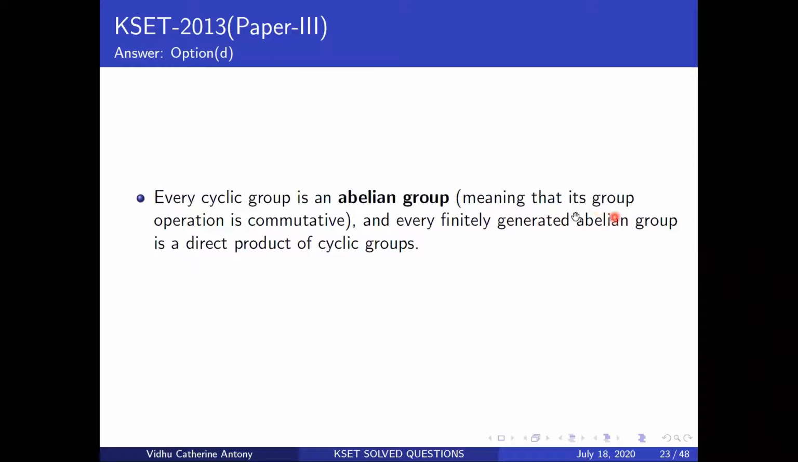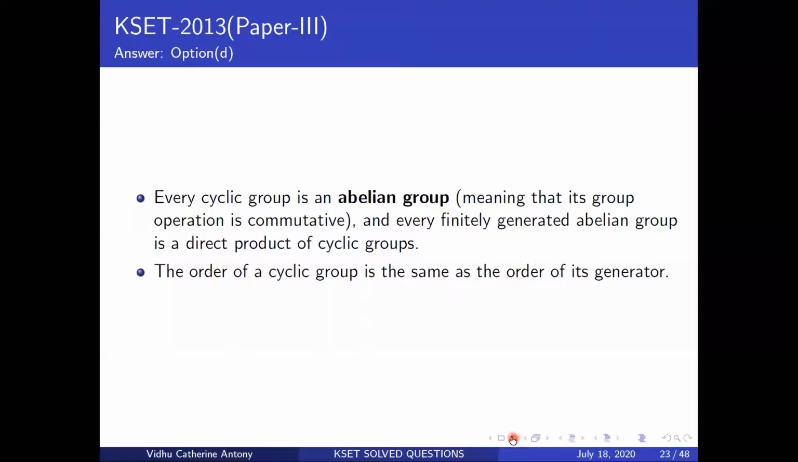What do you mean by that? The group operation is commutative. And every finitely generated abelian group is a direct product of your cyclic groups. So just remember those are the properties of the statements. If I go on to do the proofs, this will never end. So now this is the order of a cyclic group is the same as the order of the generator. That's what we did before in the previous question.